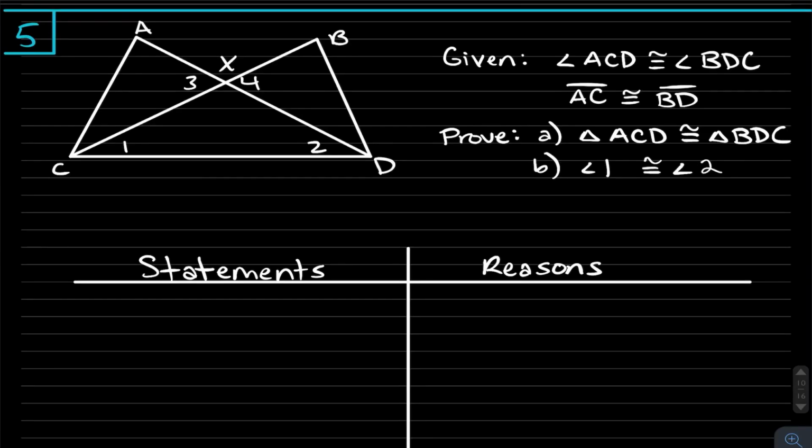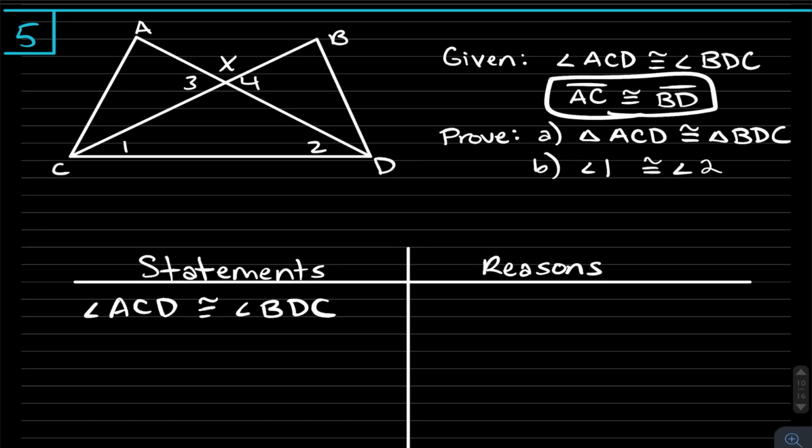Okay, so assuming that you've done that, let's hop into problem 5. And if you want to give this problem a shot on your own and then come back to me later, I definitely recommend it. So here we have a really odd looking shape, and we were given that angle ACD is congruent to angle BDC. Okay, and we were also given that segment AC is congruent to segment BD.